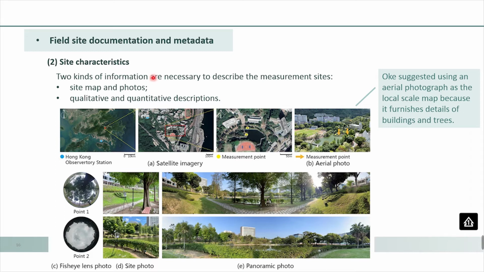And if you want to describe the site characteristics, there are two kinds of information that are necessary to describe your measurement site. One is the site map and photos, and the other is qualitative and quantitative descriptions. About the site map and the photos, we provide an example for you in the guideline paper. And the WMO suggests using an aerial photograph as the local scale map. It is recommended because it furnishes details of buildings and trees.